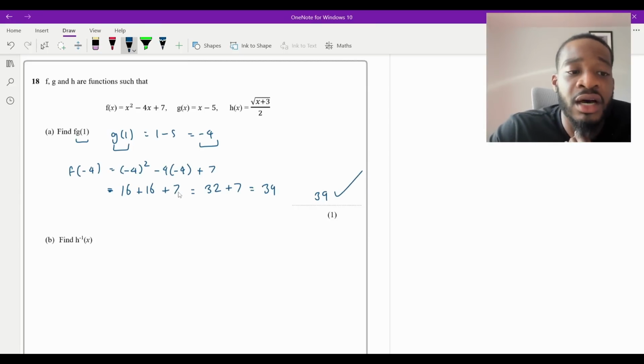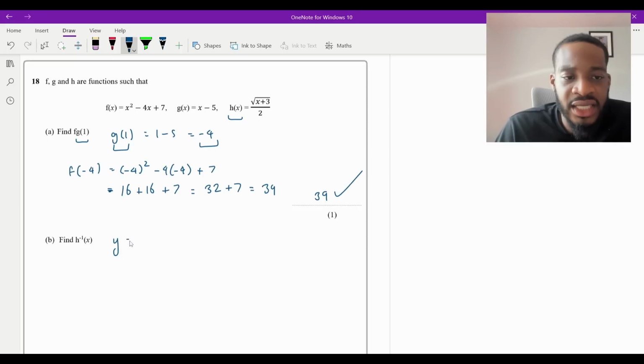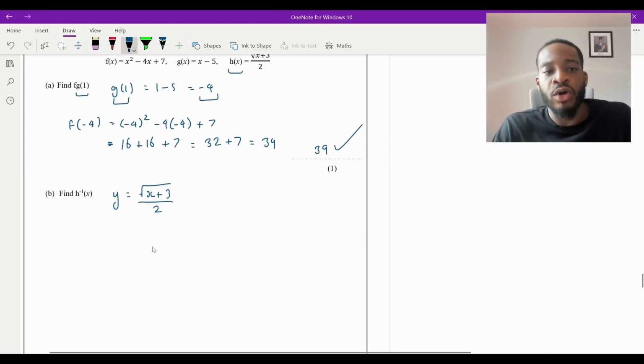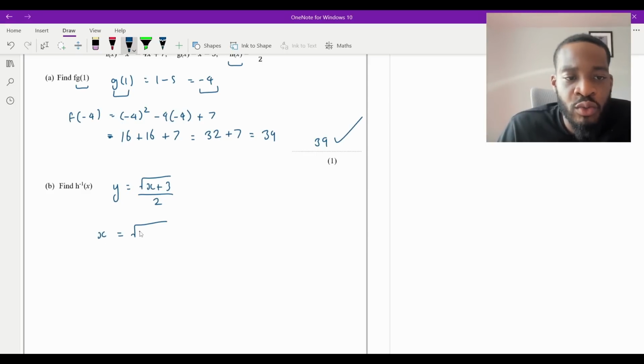Part B says we need to find the inverse of h. Remember, h to the minus 1 is just the inverse. So how do I find the inverse of a function? What you should always do is set your function equal to y. So change the notation from function notation to just x and y. So I'm going to say y is equal to root x plus 3, all divided by 2. Now, what you do here is swap x and y around. You're going to interchange x and y. So x is going to equal root y plus 3 all over 2.